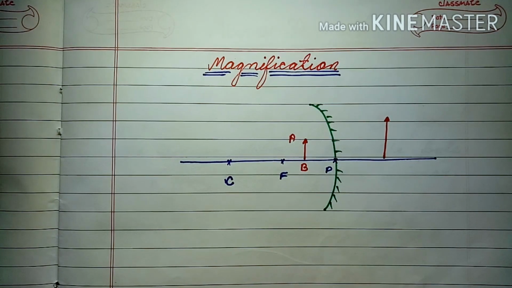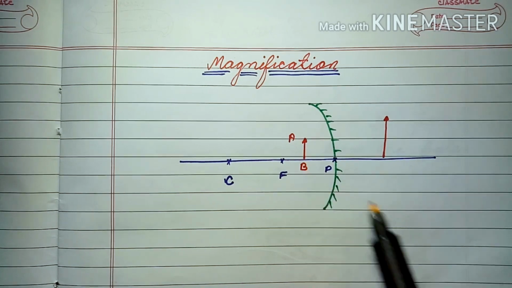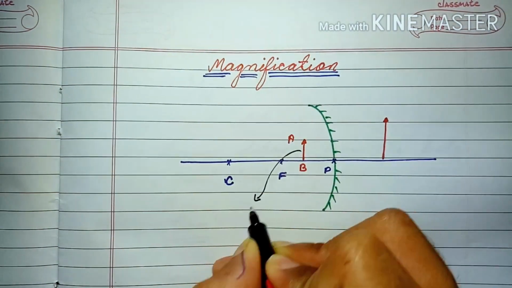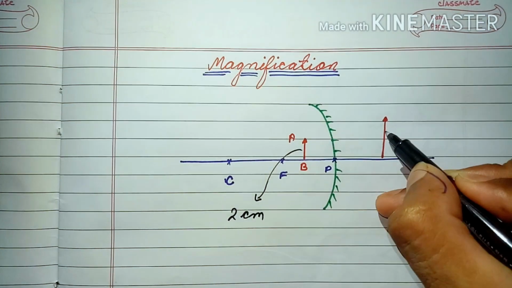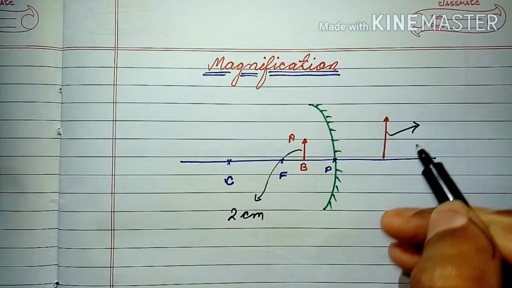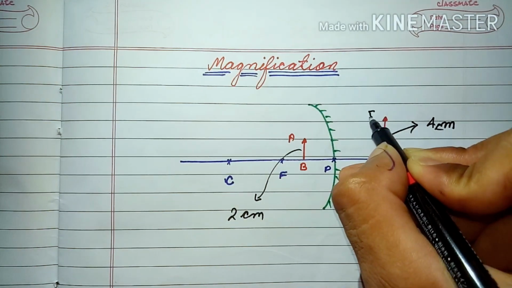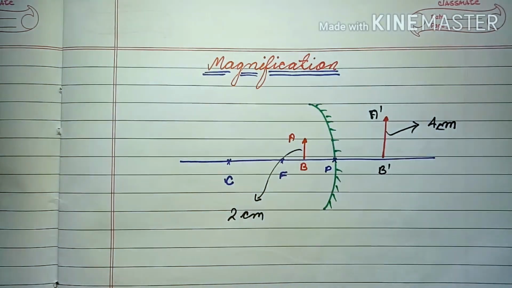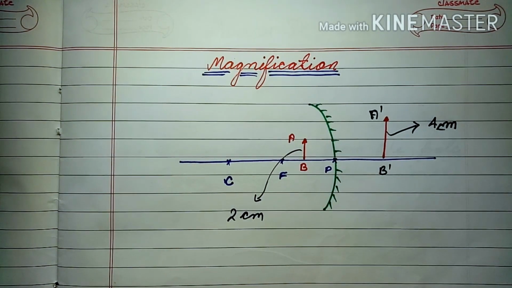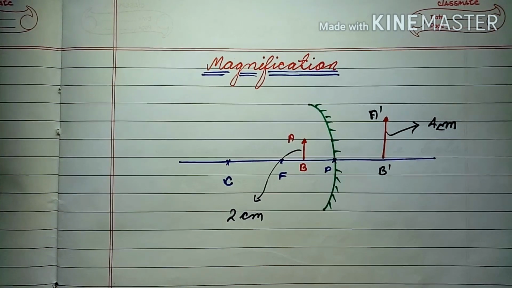And student, this image is larger than this object. Suppose the height of the object is 2 centimeter and the height of this image is 4 centimeter. So student, we can say that the image is 2 times larger than the object, or the image is magnified by 2 times. So student, this is called magnification.